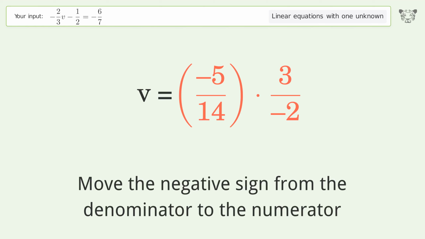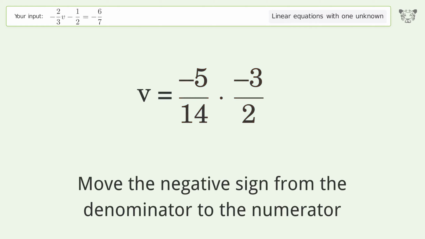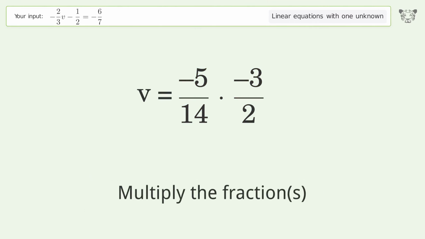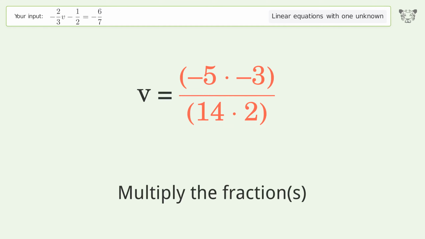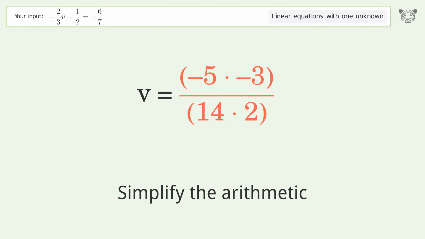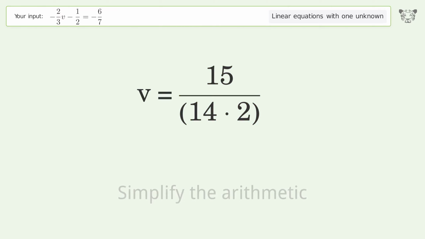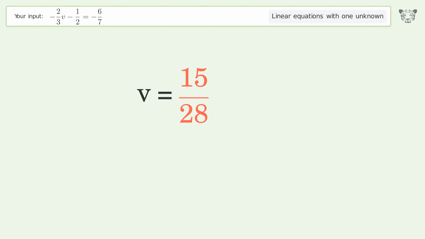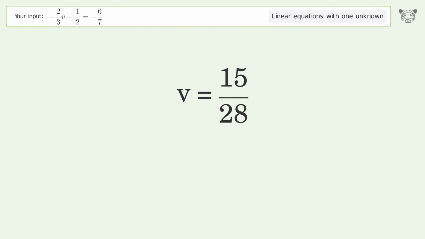Move the negative sign from the denominator to the numerator. Multiply the fractions. Simplify the arithmetic. And so the final result is v equals 15/28.